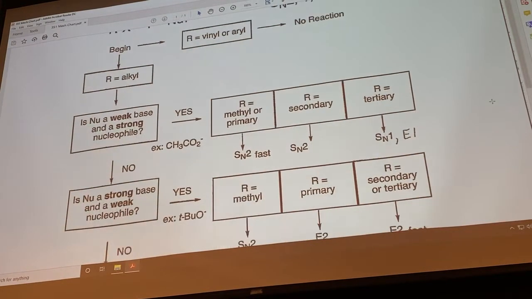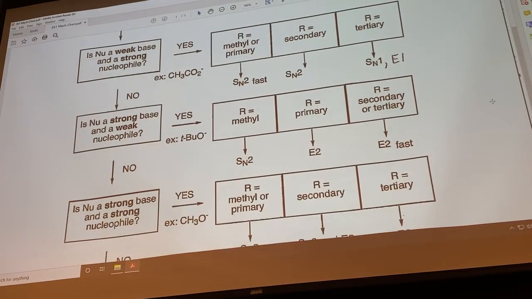So if you remember, the key to using this chart is being able to classify your base/nucleophile as a strong or a weak base, a strong or a weak nucleophile, and then being able to classify your alkyl halide as methyl, primary, secondary, or tertiary. Okay. And remember, we use hydroxide as our dividing line for strong and weak bases. We modified that a little bit and said that DBU and DBN are a little bit weaker than hydroxide and are still strong bases. But generally speaking, hydroxide is a good dividing line.